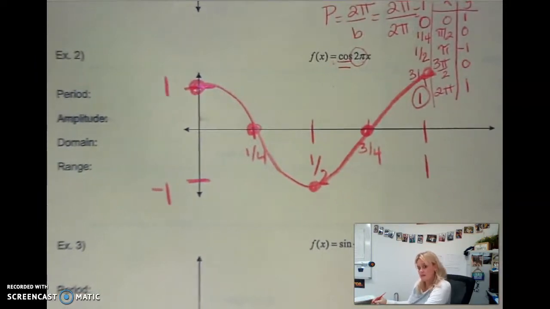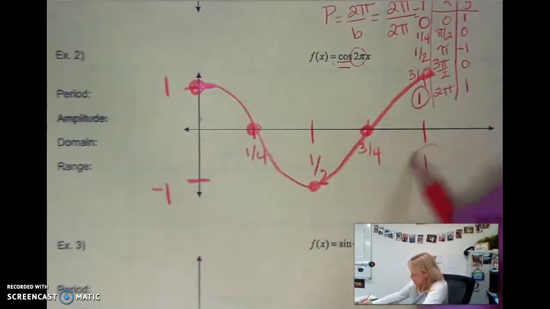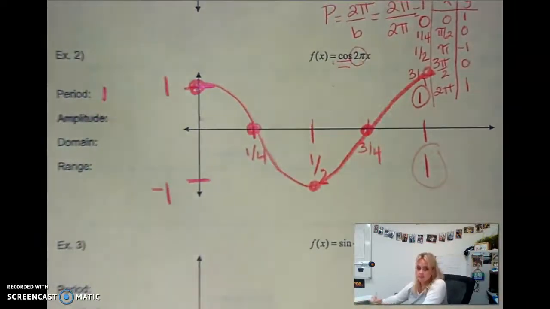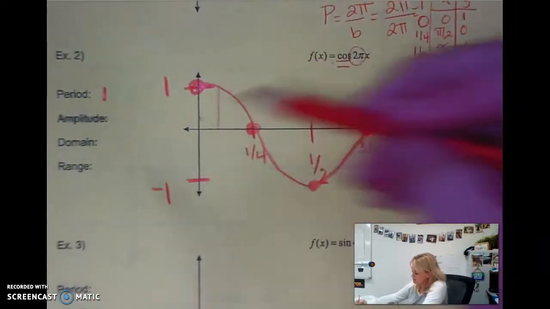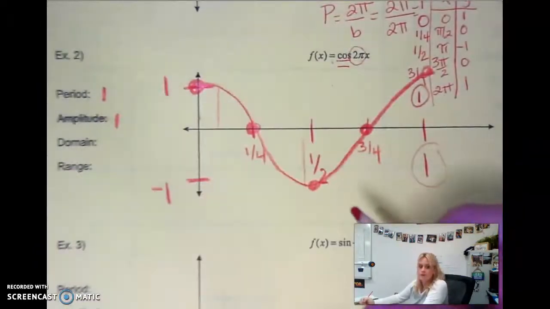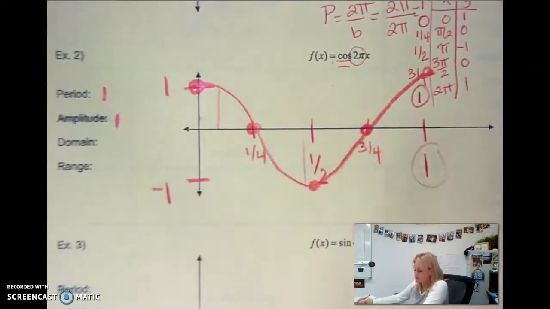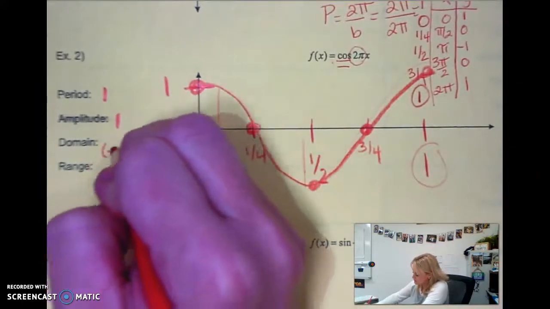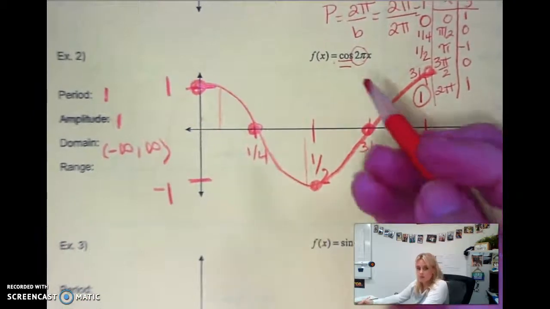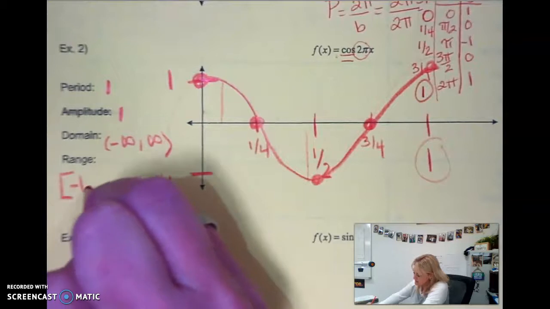So what is the period? Well, when did it start and stop? At 1. What is the amplitude? How high did it go and how low did it go? 1. What is the domain? Well, this continues to go on forever and ever and ever. So my domain goes from -infinity to +infinity. My range goes as low as -1 and as high as +1.